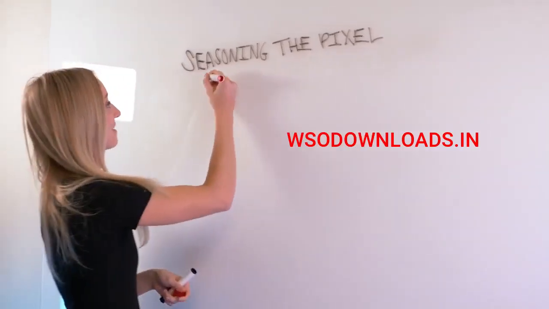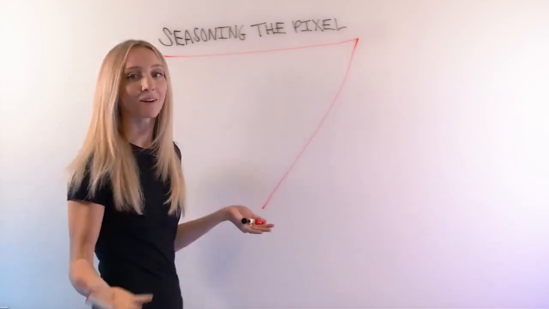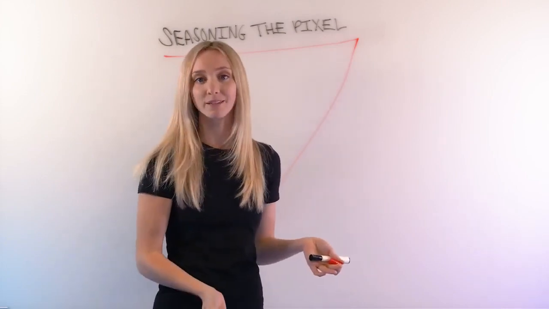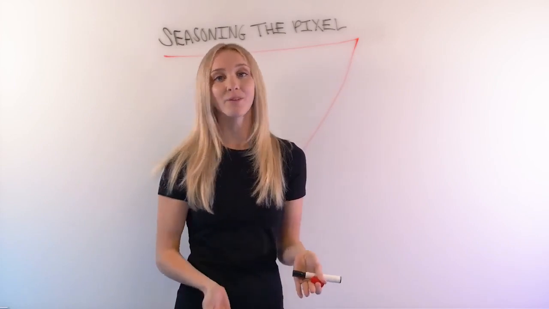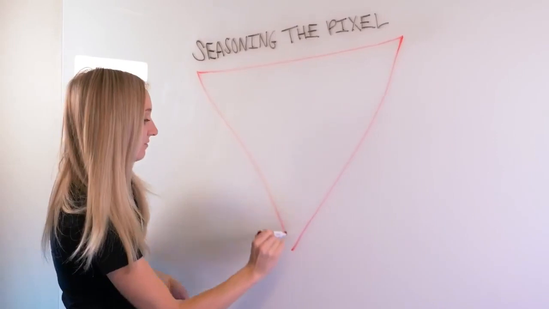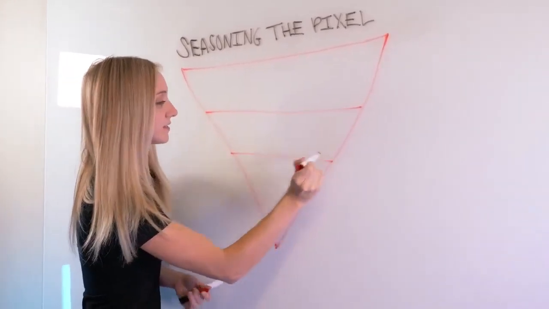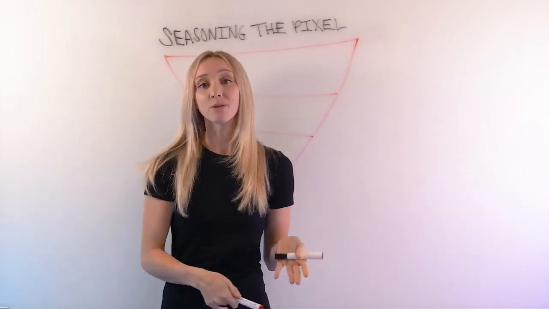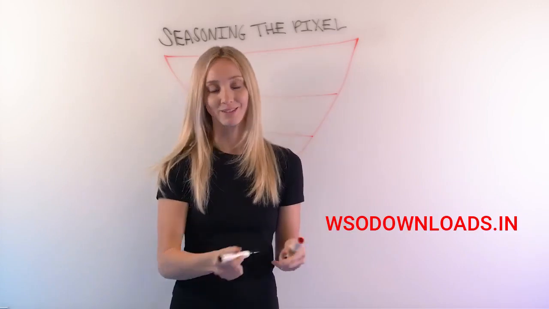So let's start by thinking about the funnel. And my background is in e-commerce. I do TikTok ads mostly for e-commerce brands, so I'm going to think about it through the lens of e-commerce, but I'll also explain how this applies to different industries as well. So we have our funnel here. And the funnel in this scenario is going to represent the different pixel events that you can optimize for on TikTok and where you should start in order to properly season the pixel.